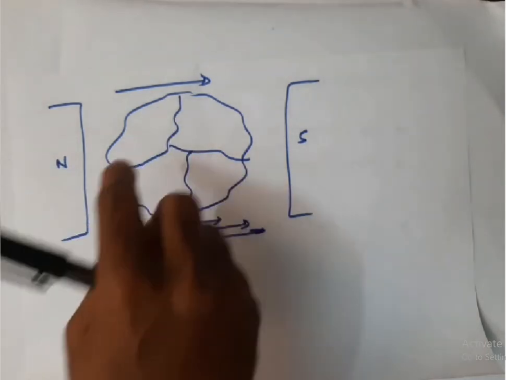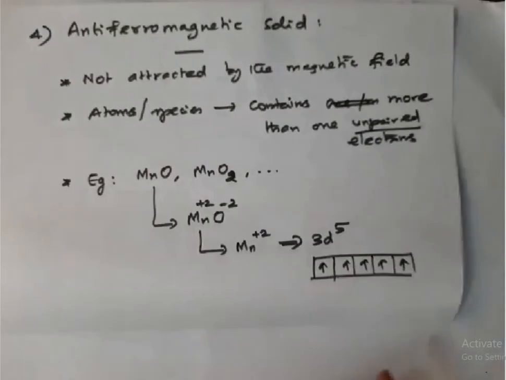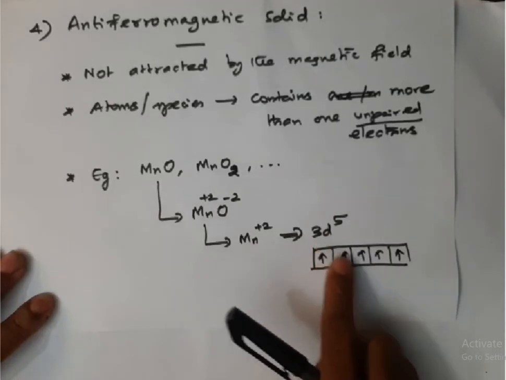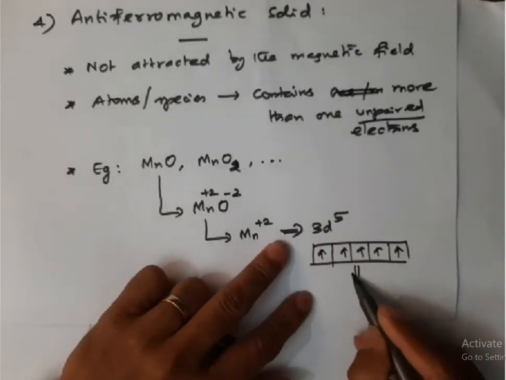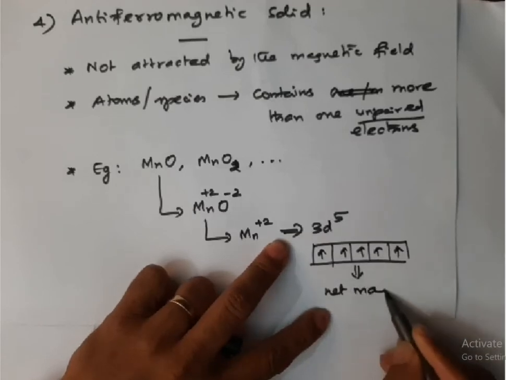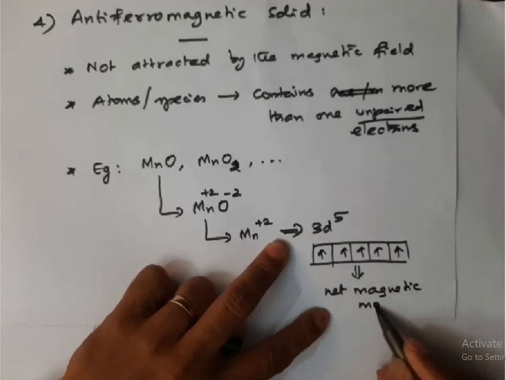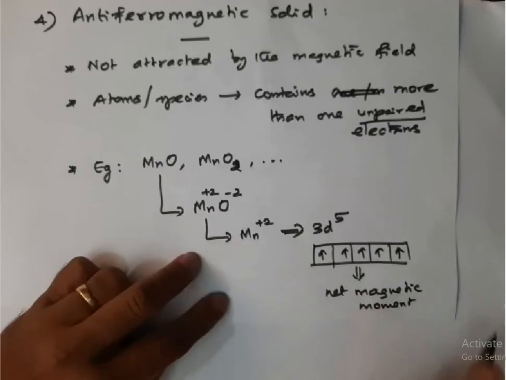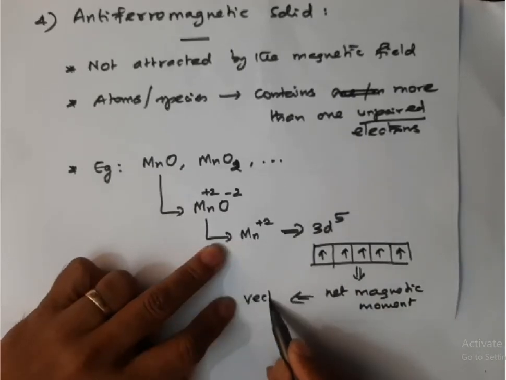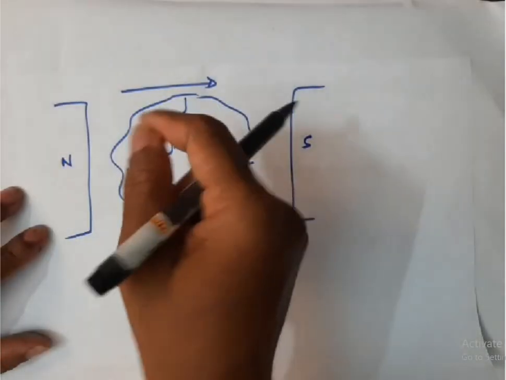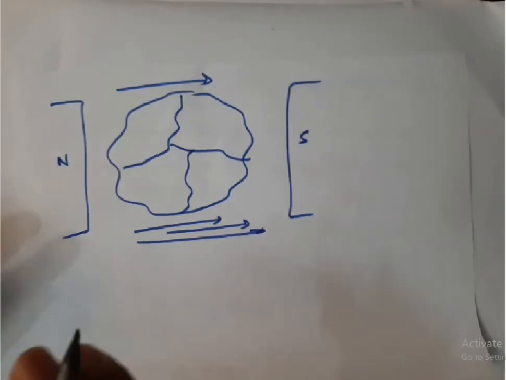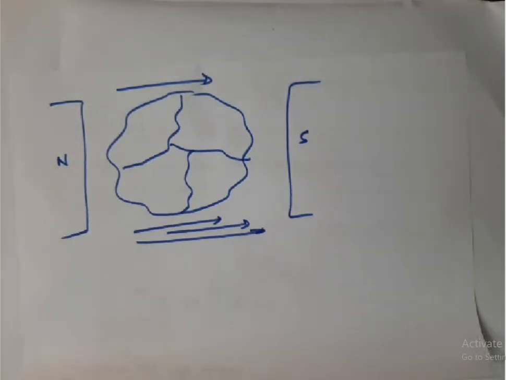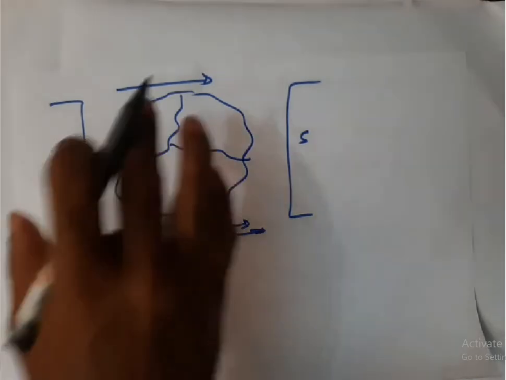Each manganese ion has 5 unpaired electrons. So these 5 unpaired electrons will give a net magnetic moment. So each manganese ion has a net magnetic moment, and you know very well magnetic moment is a vector. Therefore, I am going to show the net magnetic moment of these manganese ions as a vector. Before keeping in the magnetic field, the magnetic moments are random in all the domains.